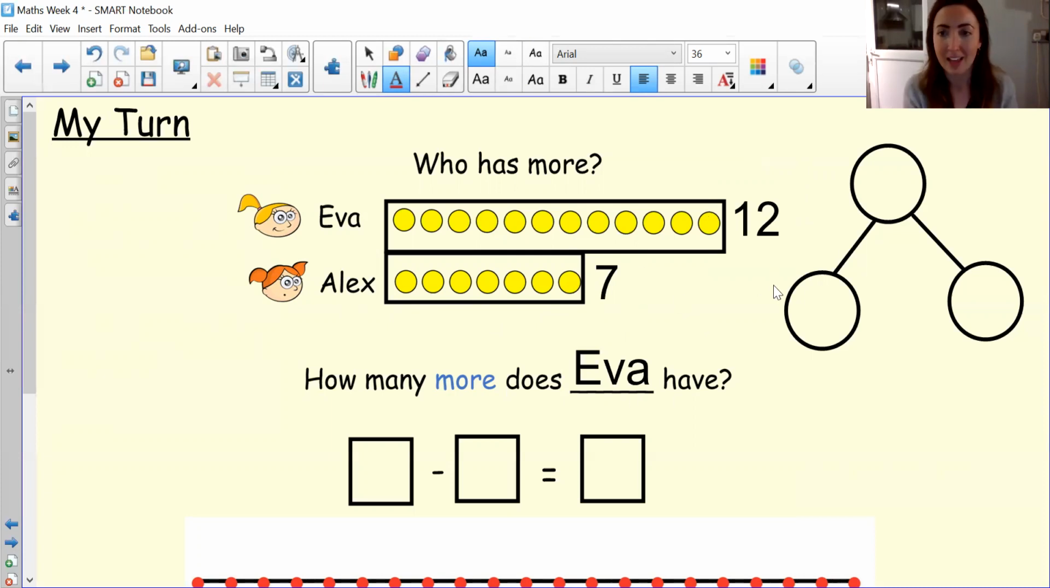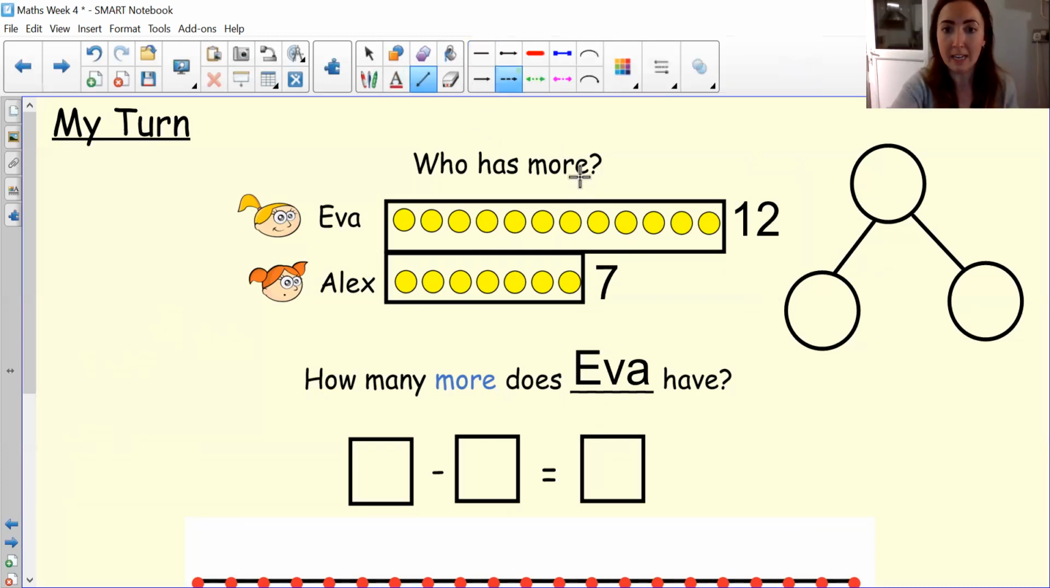Okay, so to find out how many more Eva has, we need to subtract the amount that Alex has. And with our bar model, all we need to do is draw a line down here, because all of the counters over this side that Eva has are the same as Alex's counters. So these are the extra counters. These are the counters that Eva has extra. So that's how many more she has than Alex.